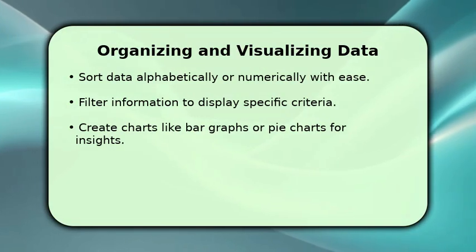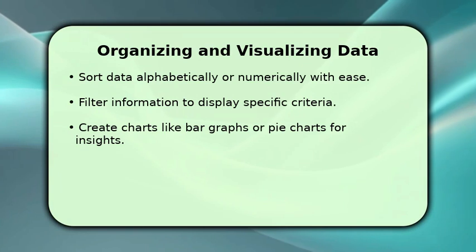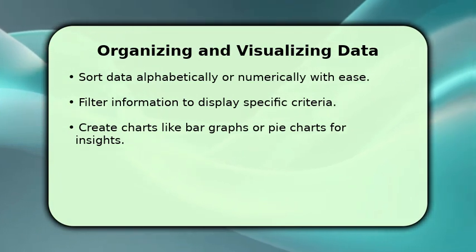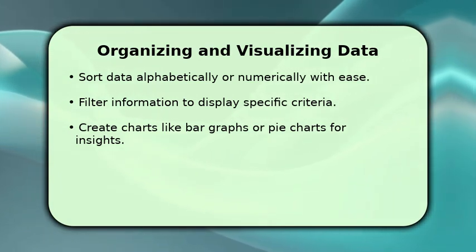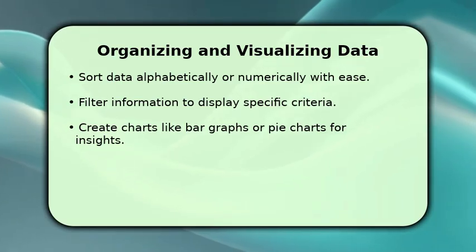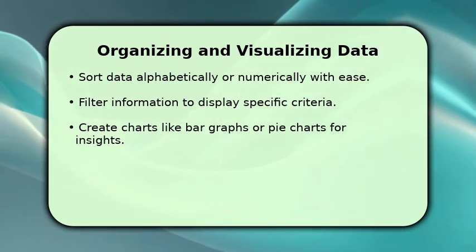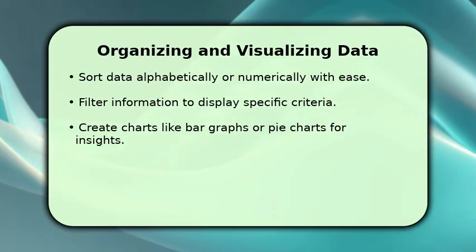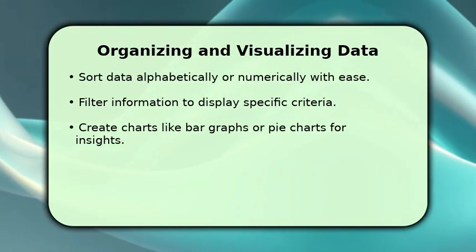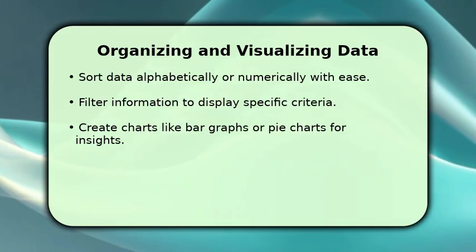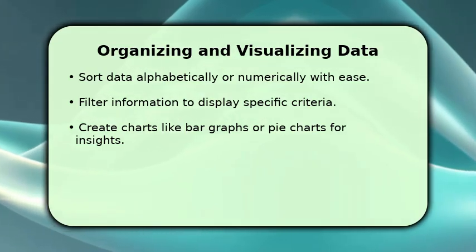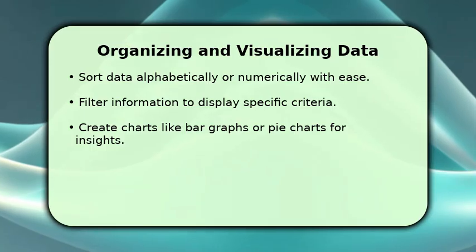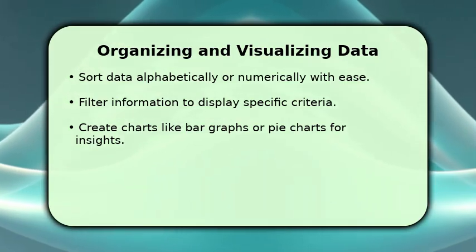Organizing your data makes it much more understandable. You can easily sort your data in ascending or descending order, whether it's text or numbers, using the Data tab. Filtering allows you to display only the information that meets specific criteria, hiding the rest temporarily. To visualize trends and patterns, create various charts such as bar graphs, line charts, or pie charts, which transform raw numbers into clear, impactful visuals.